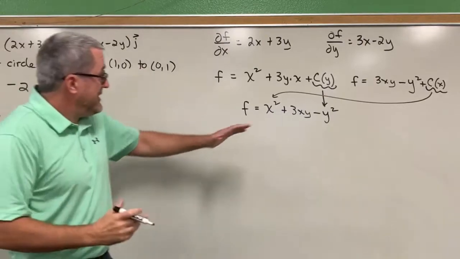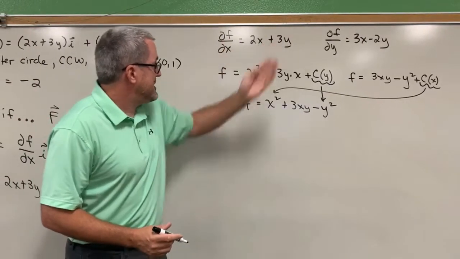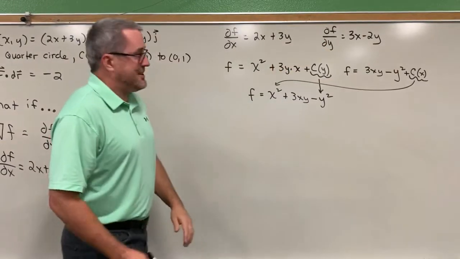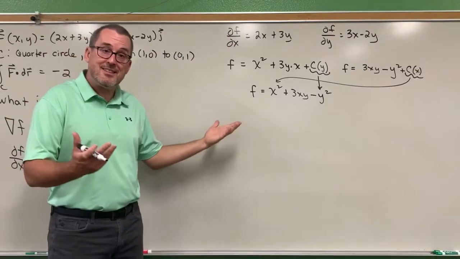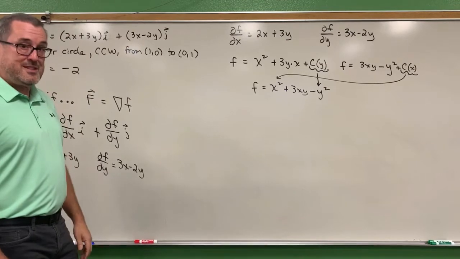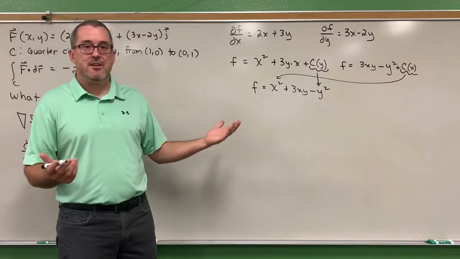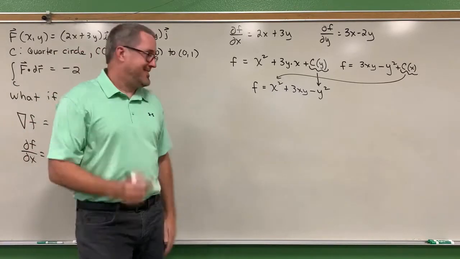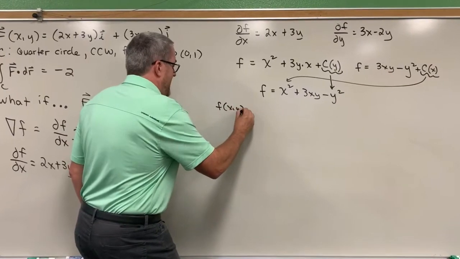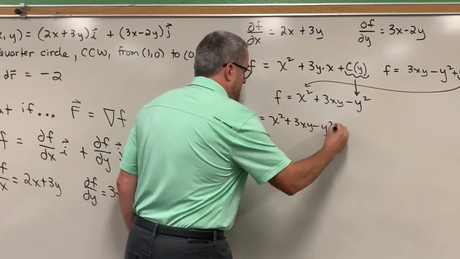So we piece it all together, and yes, there is a function f such that df/dx would be 2x plus 3y. There is a function f such that df/dy would be 3x minus 2y. So there is a function f, so that our vector field that we started with was a gradient vector field. Now, you might be asking yourself, so what? Check this out. Take this function f of x, y, which is x squared plus 3xy minus y squared.